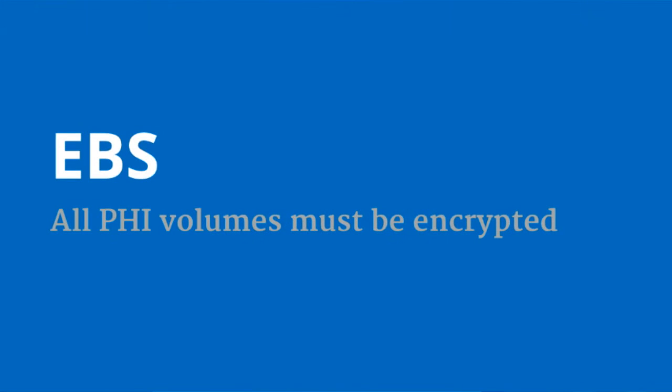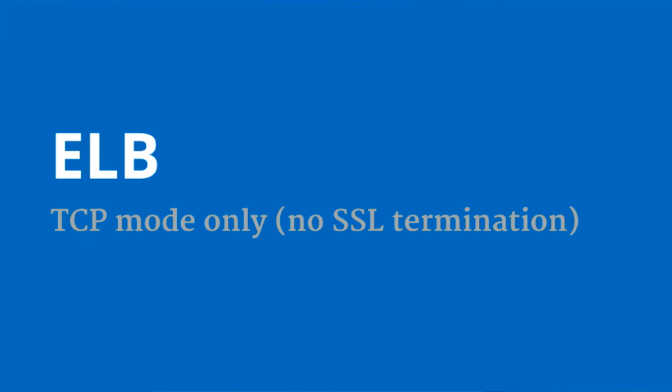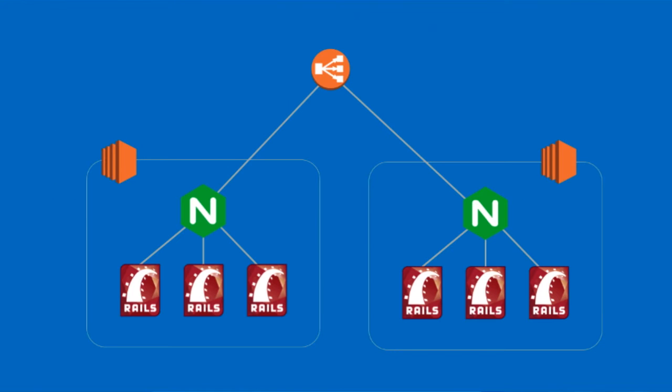You have to encrypt all data that's stored on EBS, either using encrypted EBS volumes, file system level encryption, or some other mechanism. That's pretty straightforward. With elastic load balancing, you have this interesting problem that you need to use TCP mode only load balancers. So specifically, you can't terminate SSL at the load balancer. This introduces some interesting technical problems. To explain this, I'm going to walk through this architecture diagram of how we set up routing for each one of our customers' applications.